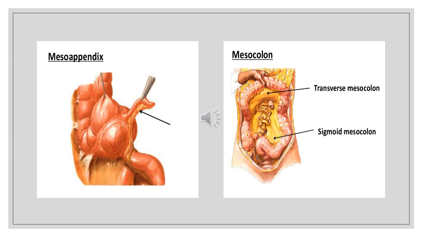Coming to the transverse mesocolon, it is a broad fold of peritoneum which suspends the transverse colon from the upper part of the posterior abdominal wall. Attachment: the root of the transverse mesocolon is attached to the anterior surface of the head and the anterior border of the body of the pancreas. It contains the middle colic vessels, the nerves, lymph nodes and lymphatics of the transverse colon.